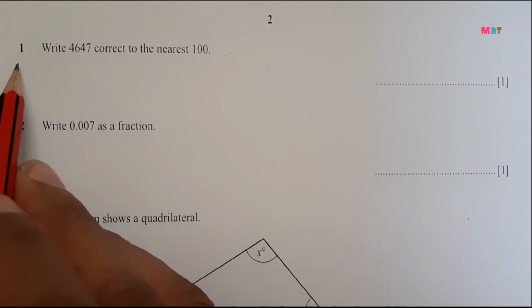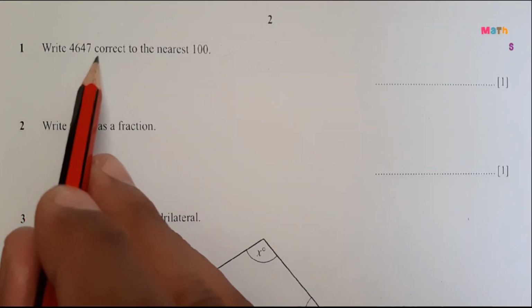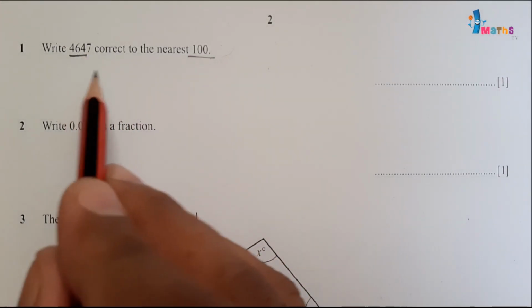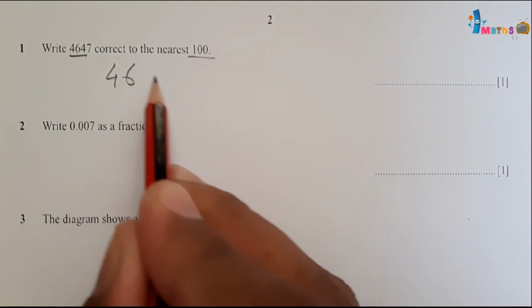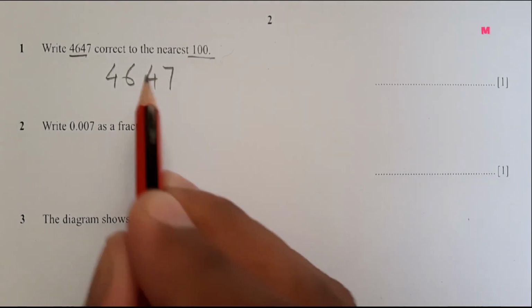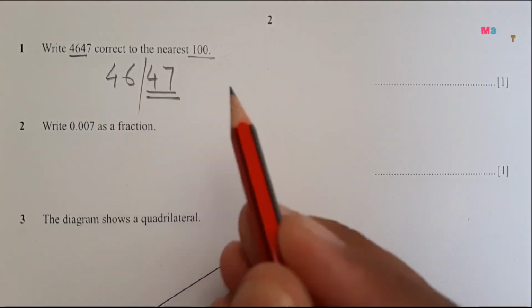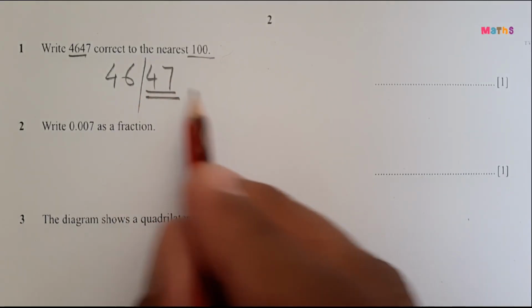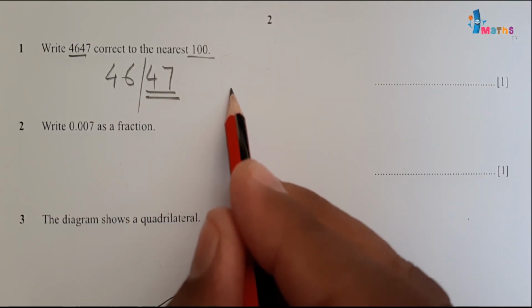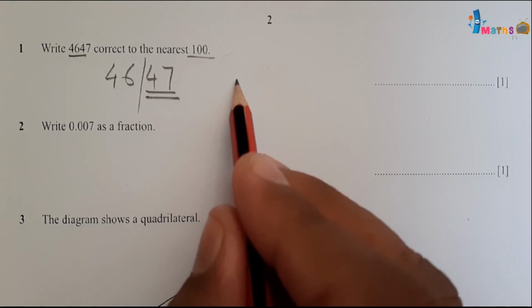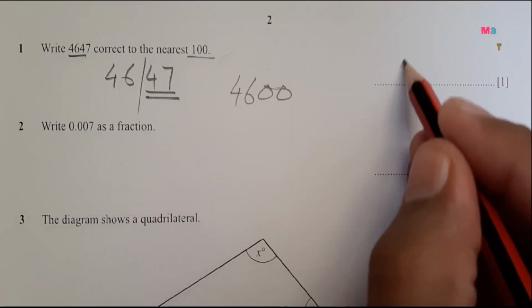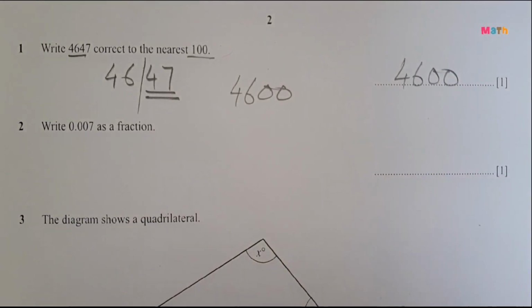Question number 1, write 4647 correct to the nearest 100. So we'll have to eliminate these two numbers and we need to round this one. So we will change these two to 0. So correct to the nearest 100 will be 4600, and the answer we will write here is 4600.